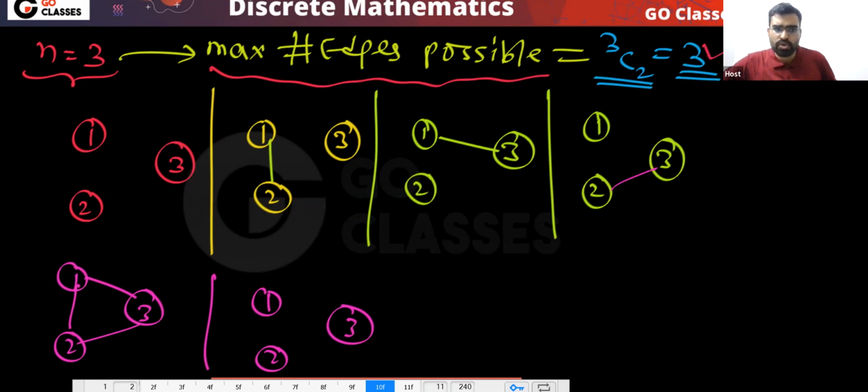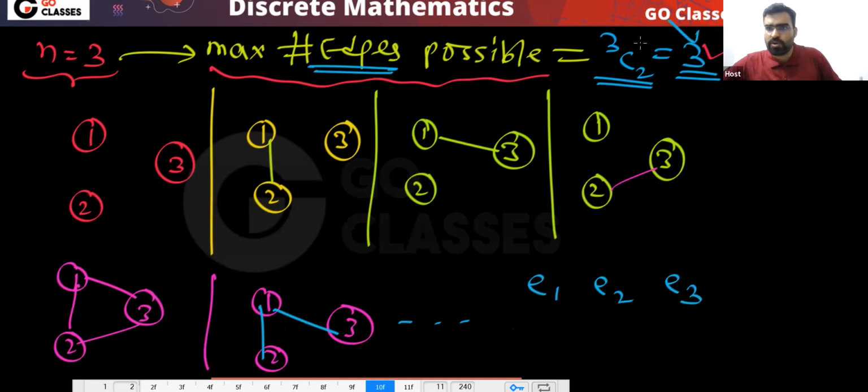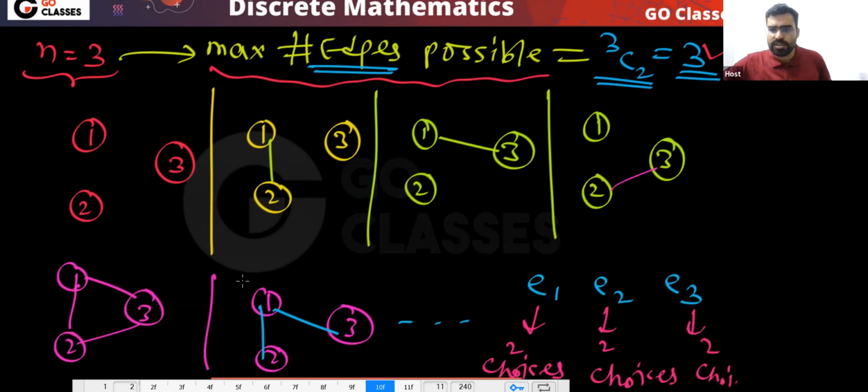Now for every edge, we have two choices. Either you can put that edge or you don't put that edge. For example, this is another graph that is possible. Like this, many graphs are possible. So finally the answer will be, remember, maximum there are 3 edges possible. For this we have two choices, either you put it in the graph or you don't. For this, two choices. Similarly, for this also two choices. So the answer will be 2 into 2 into 2, that is 2 power 3.